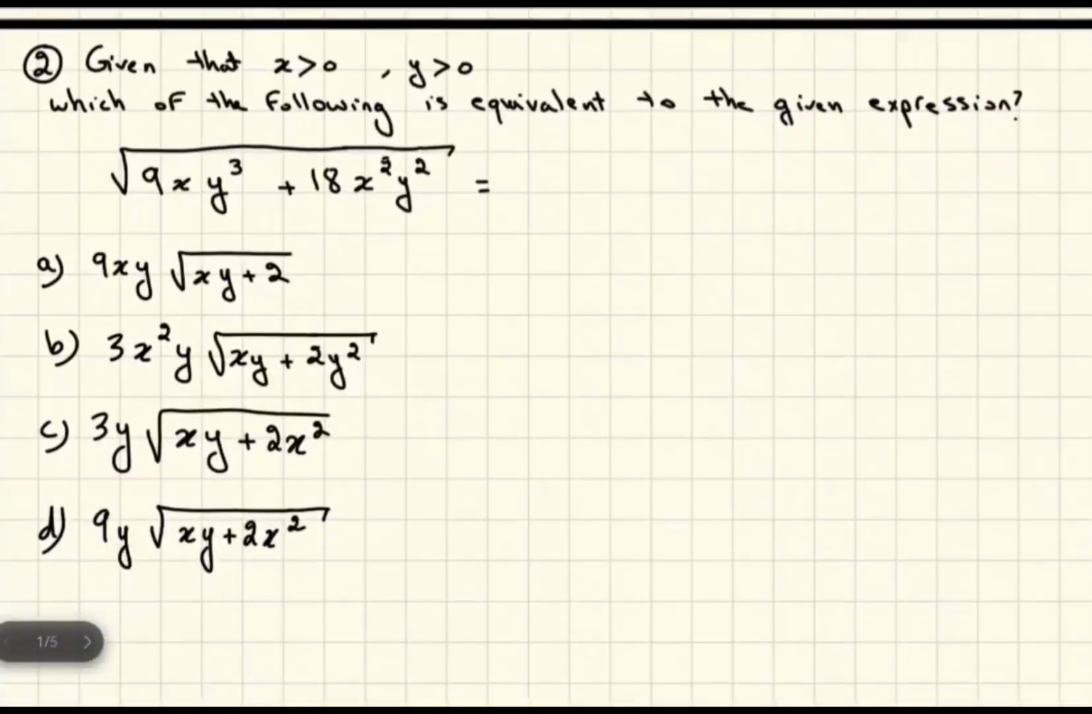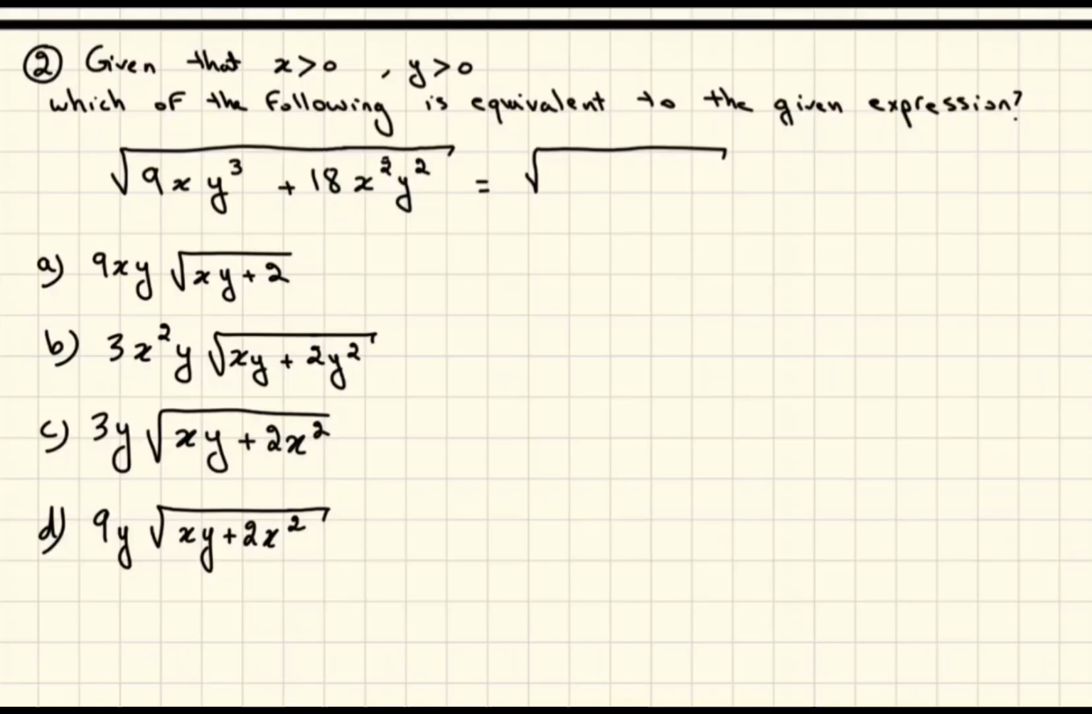Number 2. Given this expression where x is positive, y is positive, they're telling you which of the following is equivalent to it. So we need to simplify. I will write the radical because it's a square root. There is a hidden 2. The radical, it's the same thing as square root. So there is a hidden 2, not written there.